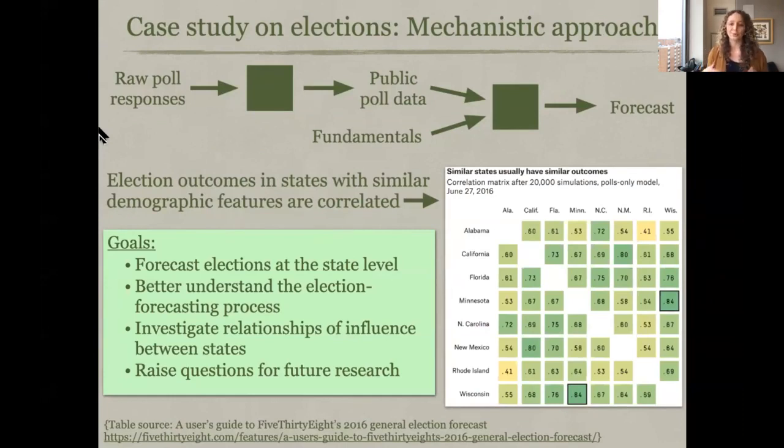What if we want to move towards more of a mechanistic approach, where we have a little bit more understanding of how the opinions are changing in order to lead to some election result? So this is some work that I've been doing with Mason and Daniel Linder and Greg Rimpala, where we were interested in understanding election forecasting a little bit better from a mechanistic perspective.